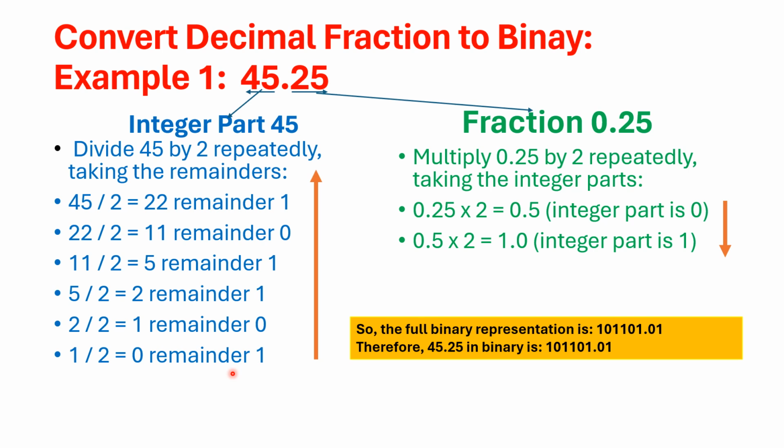And now we read from bottom to the top. And bottom to top is 1, 0, 1, 1, 0, 1. So 45 is equivalent to 101101.